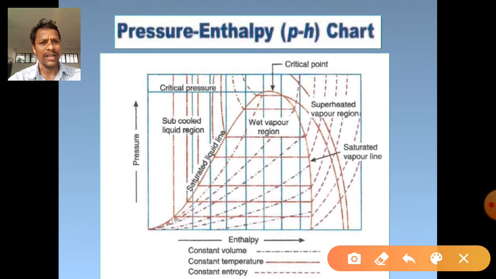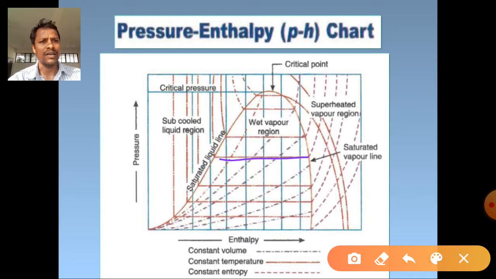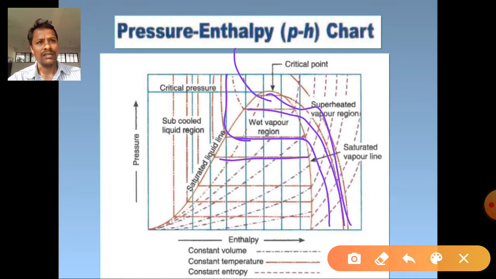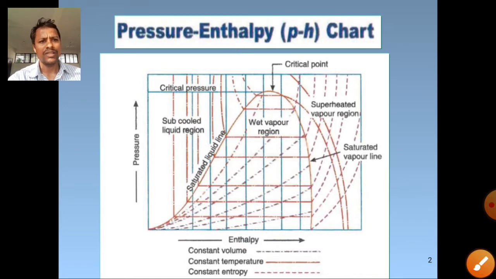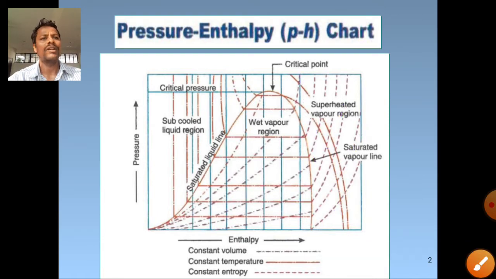We have various lines. These are the constant volume lines. Then we have constant temperature lines, a continuous line that runs in this way on this diagram. This is the nature of how the constant temperature lines exist on this chart. And again, constant entropy lines, we have to remember.